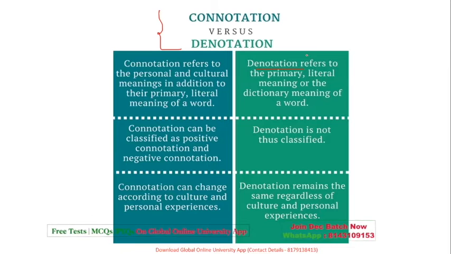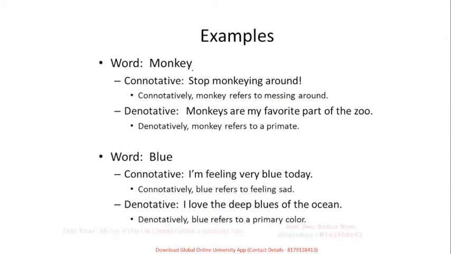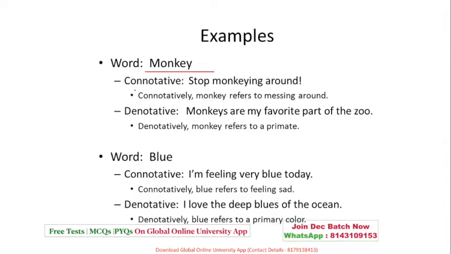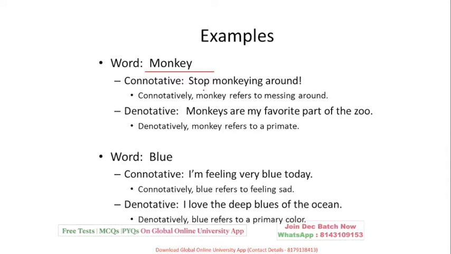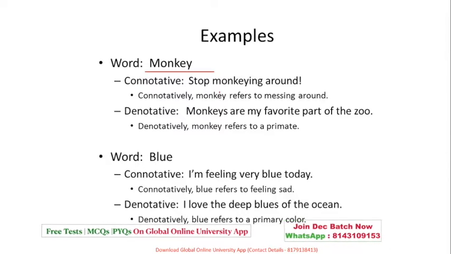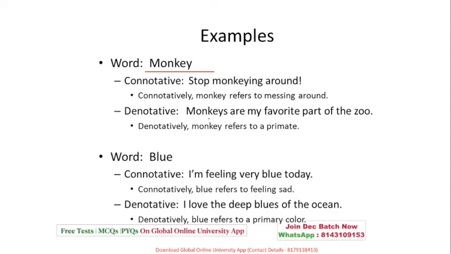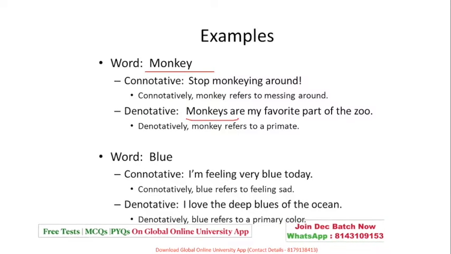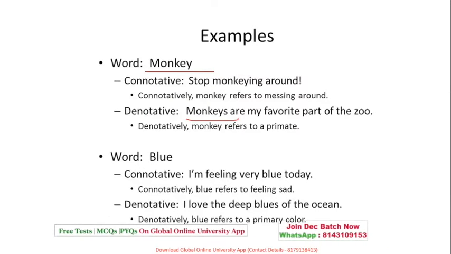Now, there are some examples which I have taken, like for example, the word monkey. In the connotative sense, "stop monkeying around" refers to messing up. But the denotative meaning is simply a monkey, the basic or primary meaning.